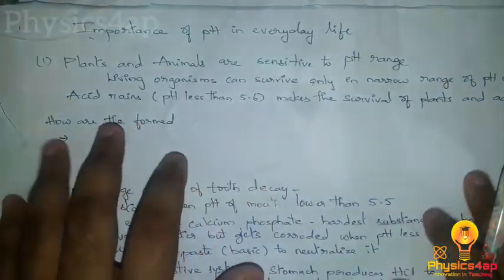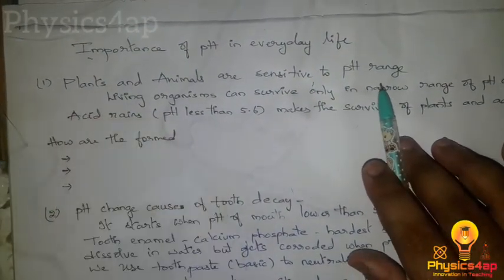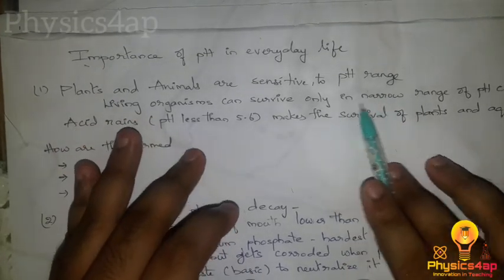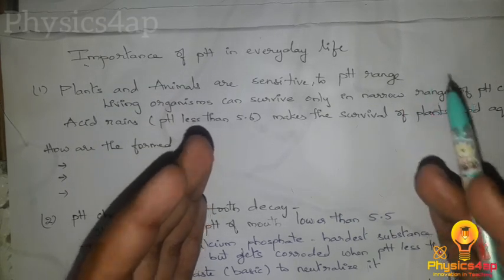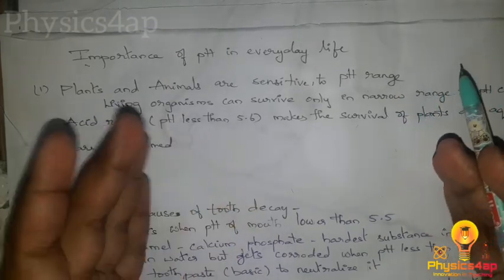So the first thing is that plants and animals are very sensitive to the pH range. All living organisms survive only in a narrow pH range. That means they have a certain value of pH range. Beyond that pH range, they cannot survive.